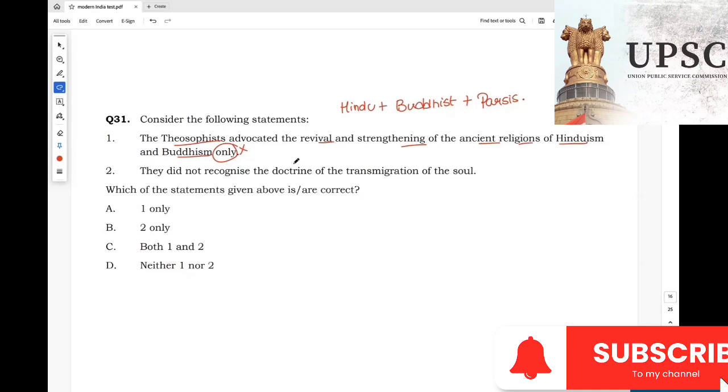So this one is wrong. They did not recognize? No. They recognized. It is wrong. They recognize the transmigration of soul. So this is also incorrect. Option is D. Both the statements are incorrect.